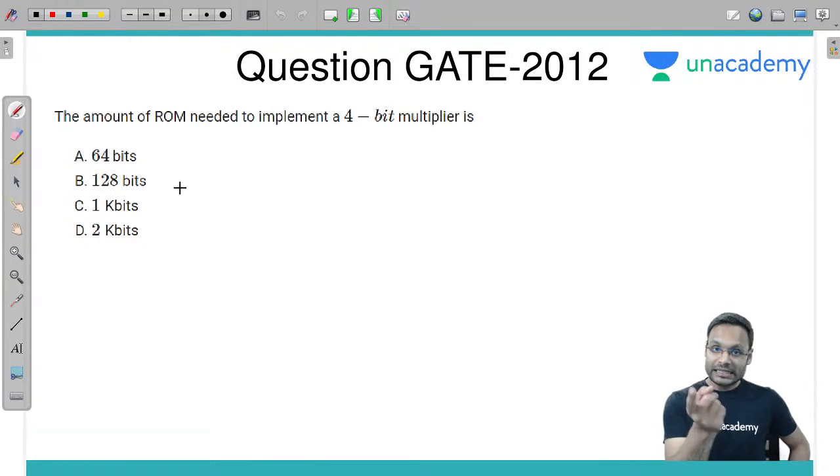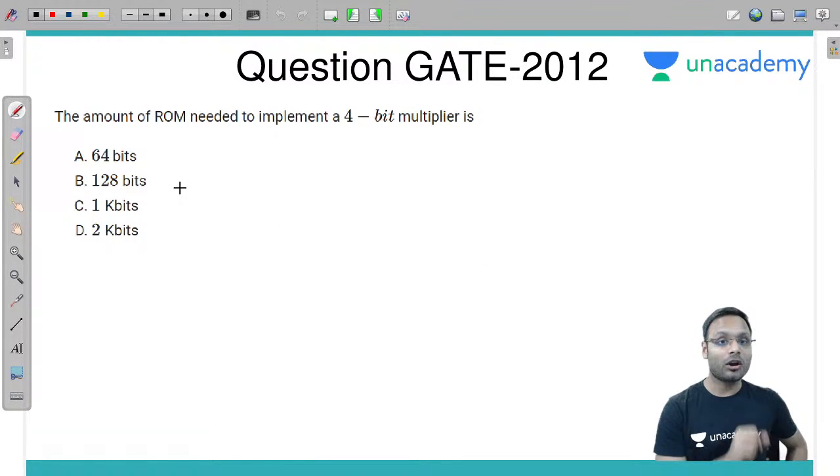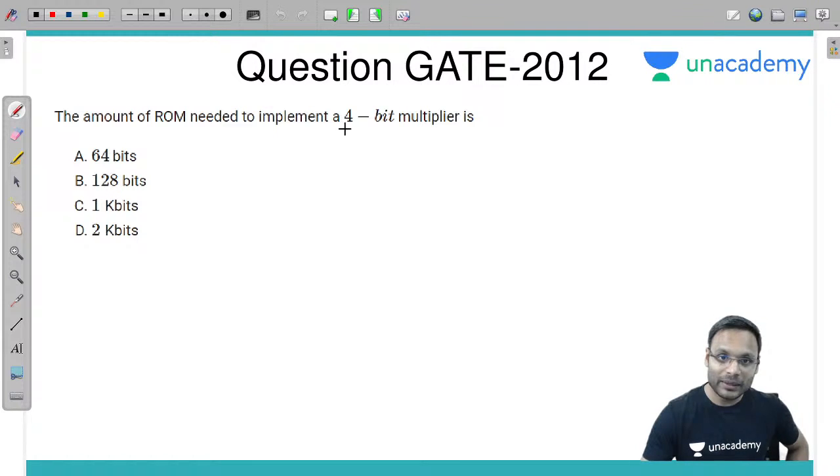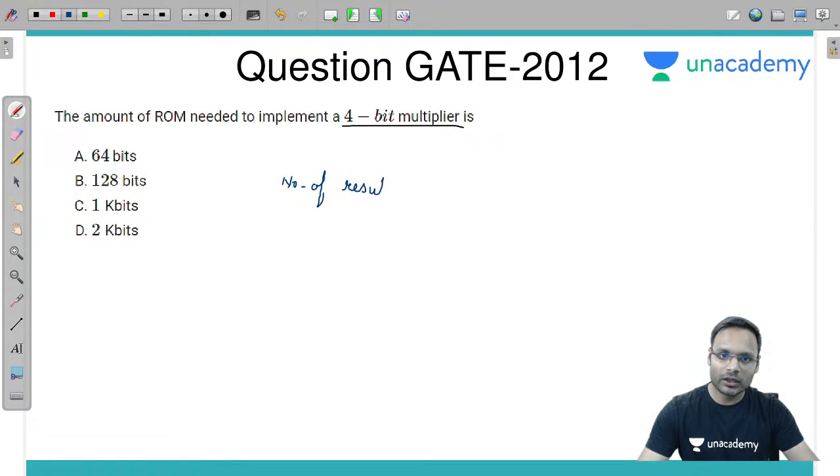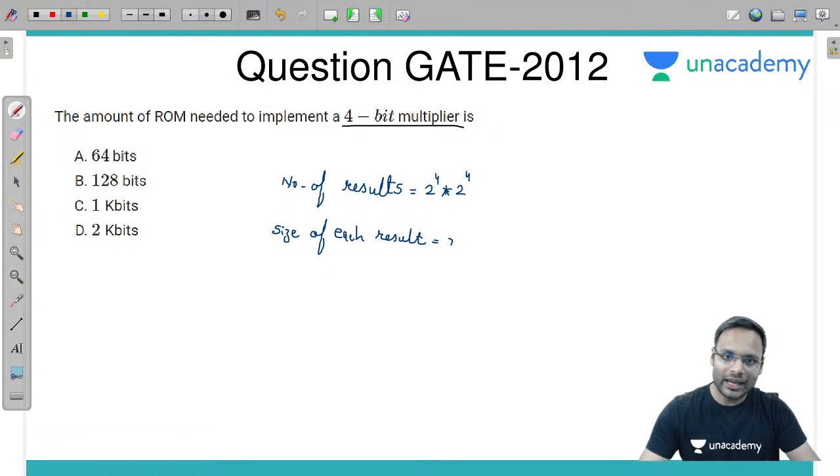चलिए अगला क्वेश्चन, सेम क्वेश्चन. आई ऑलरेडी सॉल्व. Amount of ROM needed to implement a 4-bit multiplier is. मल्टीप्लीकेशन टेबल स्टोर करनी है. नाउ 4-bit का हाउ मेनी नंबर ऑफ रिजल्ट्स यू विल स्टोर. Number of results you will store is equal to 2 power 4 into 2 power 4. And what will be the size of each result? Size of each result is equal to 8 bits, double of the size of input.